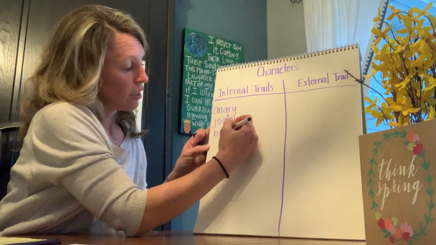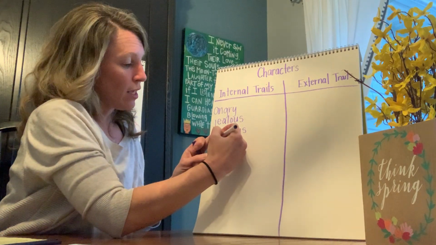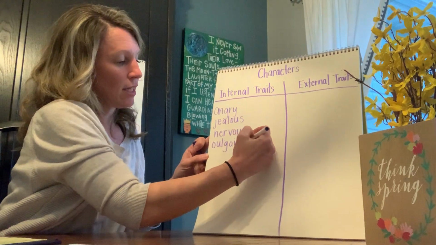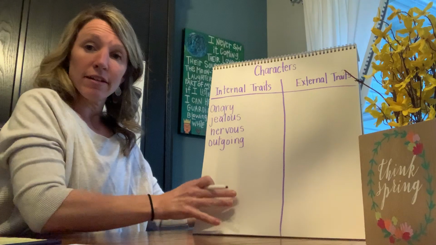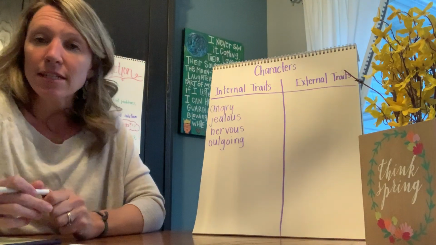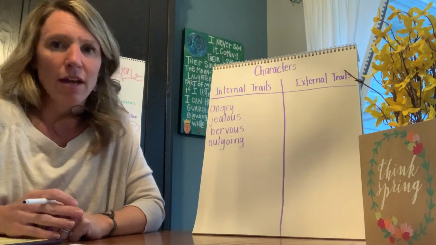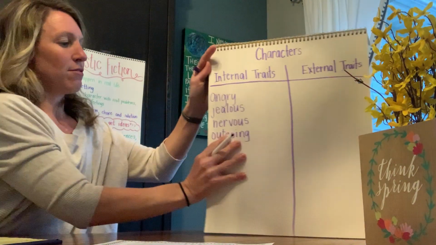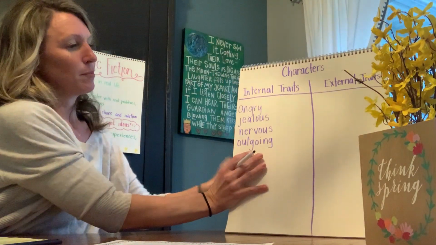nervous, outgoing. I would say our little Miss Lillian is very outgoing. She's not very shy. She was out there dancing it up on the assembly that one day, and not everybody would do that. But we saw her internal characteristic of being outgoing during that assembly.